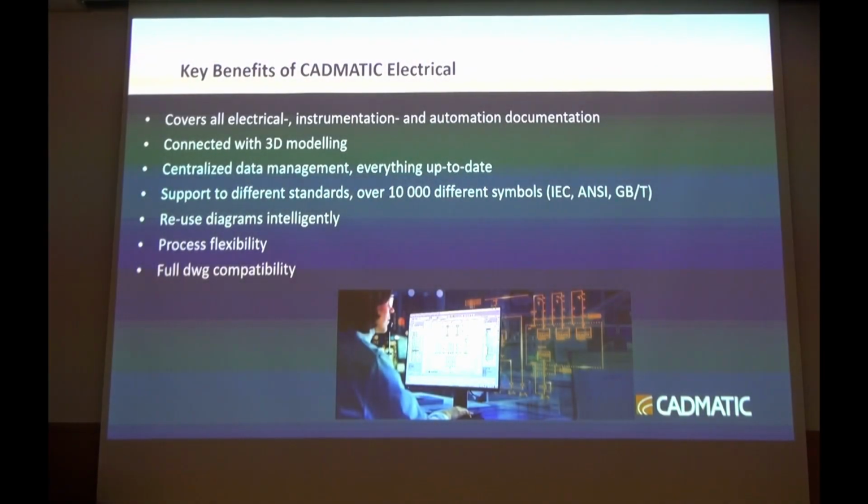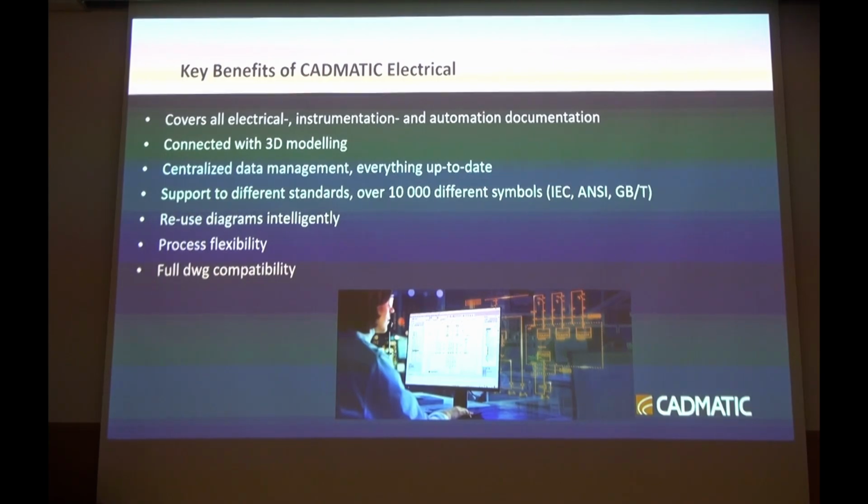Then some key benefits for Electrical. So our main goal is that we can produce all different kinds of documentation for electrical needs. So if you need instrumentation drawings, single line drawings, load diagrams, different kinds of electrical reports, we can produce them. We are of course connected with the 3D modeling, so we can send, for example, cables to the 3D model, route them, and get the size information or the length information for the cables, and then we can return the data to the electrical side.